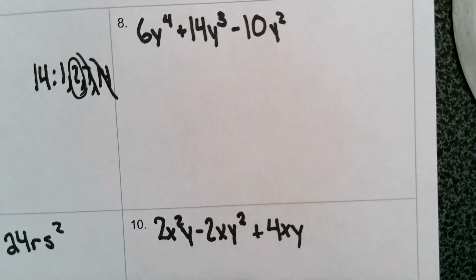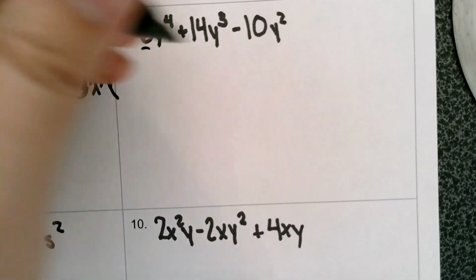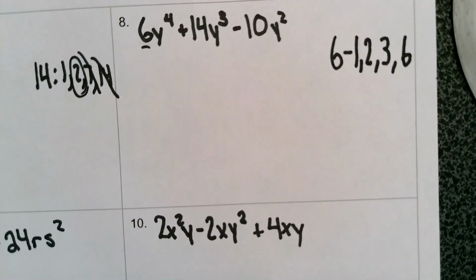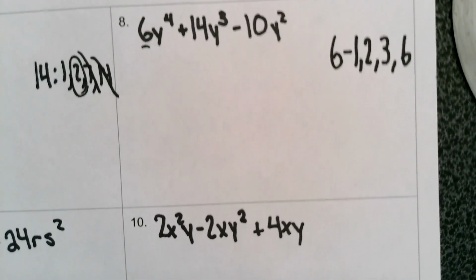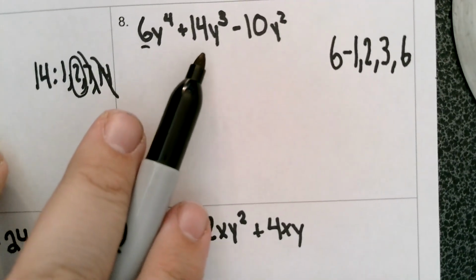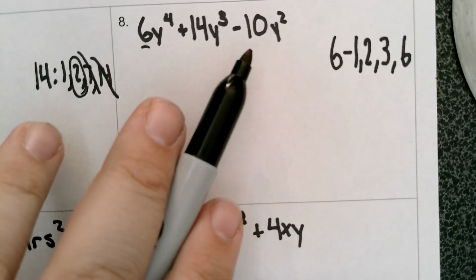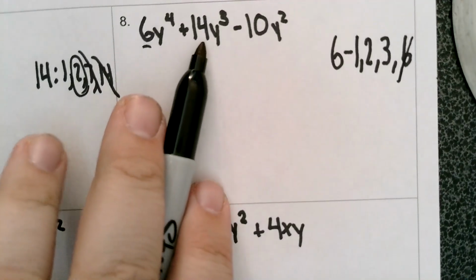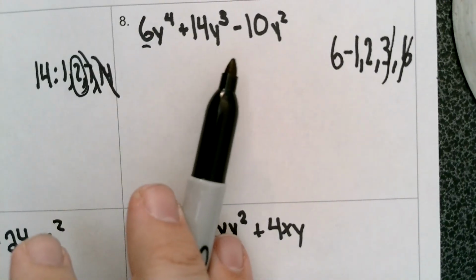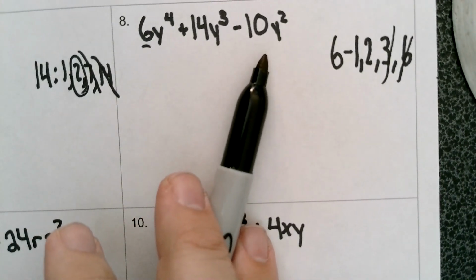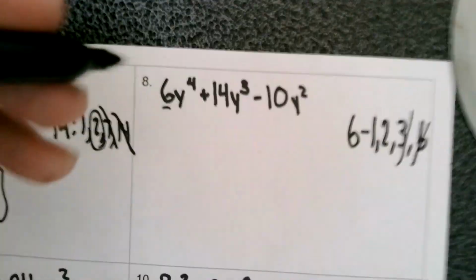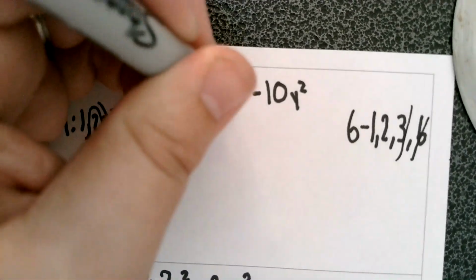What is my greatest common factor? So I'm going to take the smallest number, which is 6. Factors of 6 are 1, 2, 3, and 6. These are numbers that divide evenly into 6. Does 6 go into 14? No. So it does not matter if 6 goes into 10 because it doesn't go into 14. It has to go into everything. Does 3 go into 14? No. So we cross it out. Does 2 go into 14? Yes. So now we check, does 2 go into 10? Also yes. So we're going to divide everything by 2.